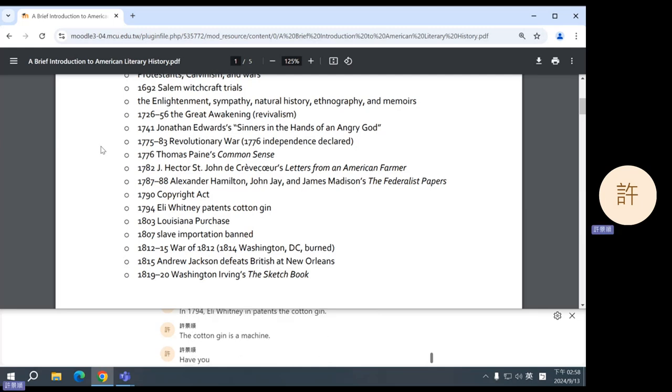Have you guys ever picked cotton? Okay, you know what cotton looks like, right?